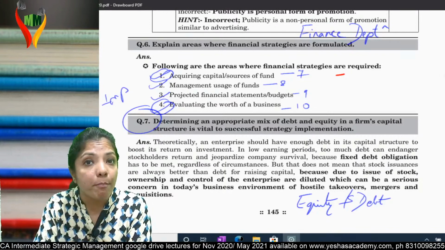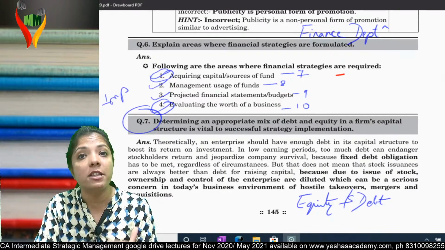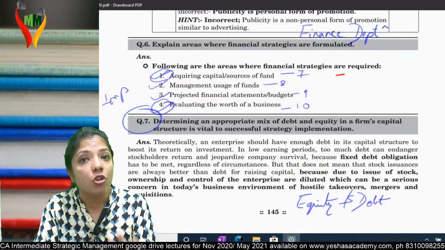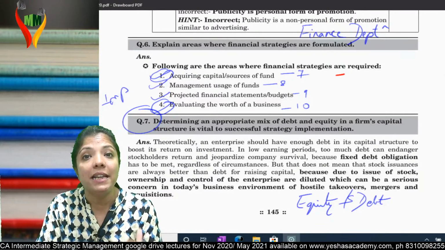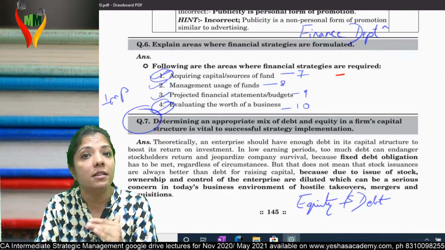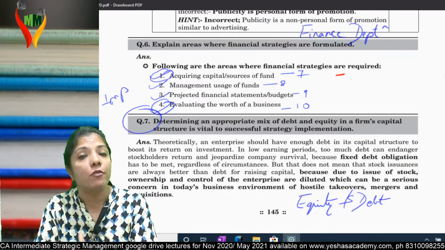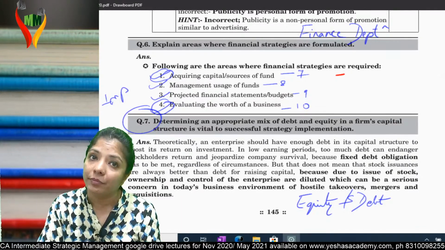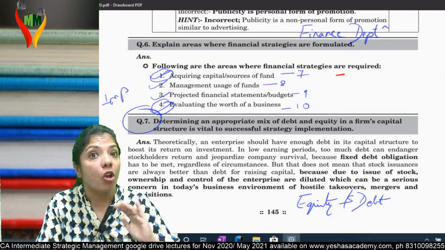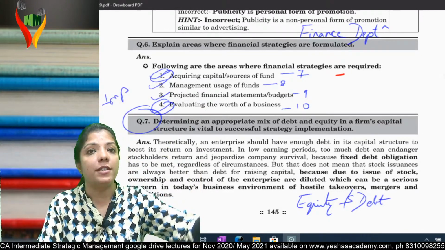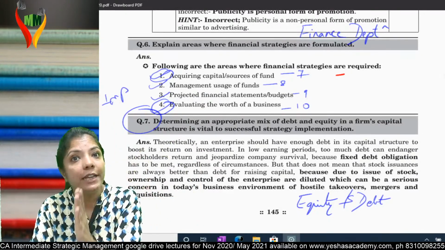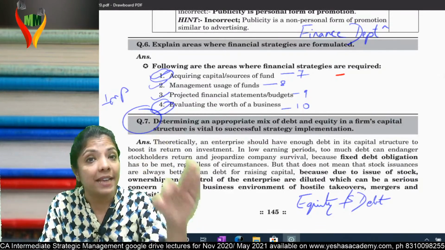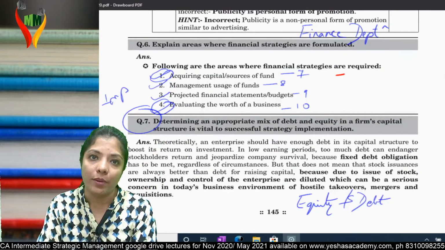But that does not mean that stock issuance is always better than debt for raising capital, because if you go for too much stock, ownership and control will get diluted, which can be a serious concern in today's business environment of hostile takeovers, mergers and acquisitions. Am I clear? They have not explained anything about cost of debt and cost of equity. This I do teach in my regular batch. It takes me 1 hour just to explain how cost of debt is less than cost of equity. Am I clear?